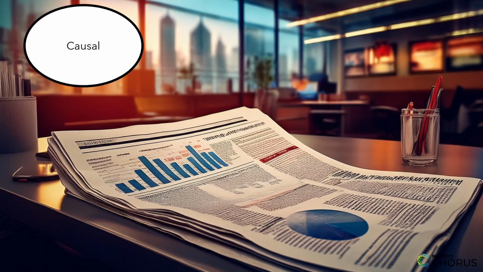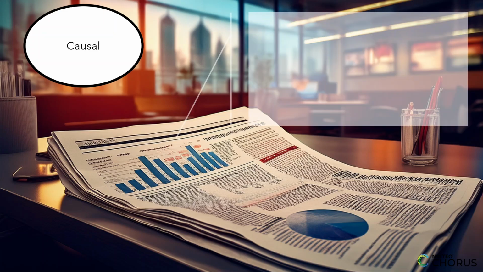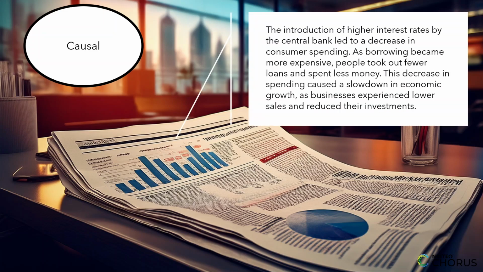For a more advanced example, let's examine a text that describes economic policies and their effects. The introduction of higher interest rates by the central bank led to a decrease in consumer spending. As borrowing became more expensive, people took out fewer loans and spent less money. This decrease in spending caused a slowdown in economic growth, as businesses experienced lower sales and reduced their investments.